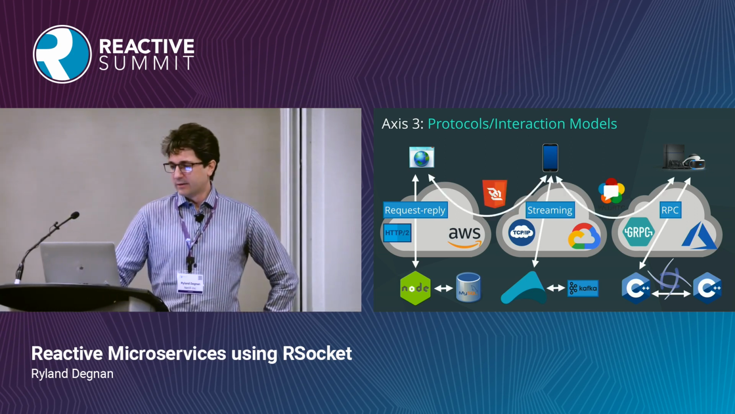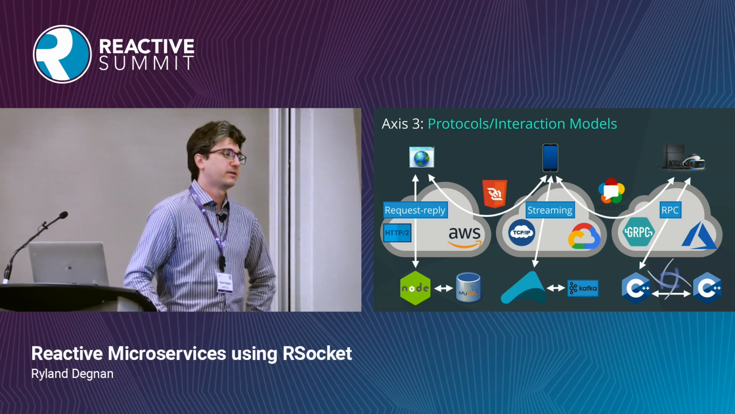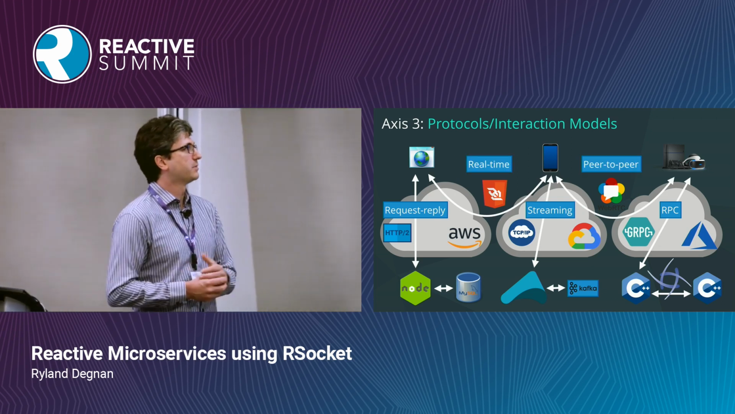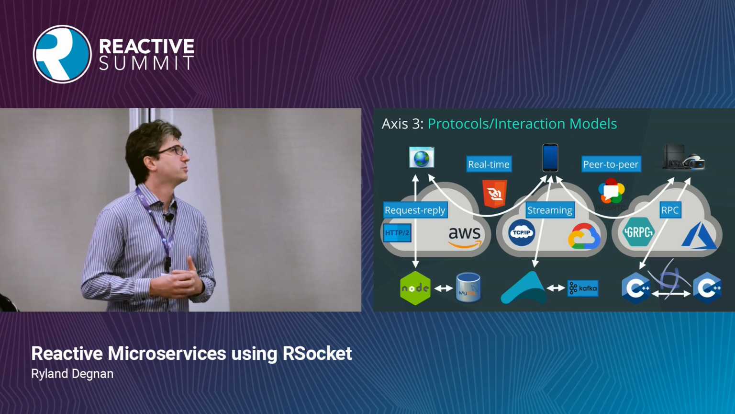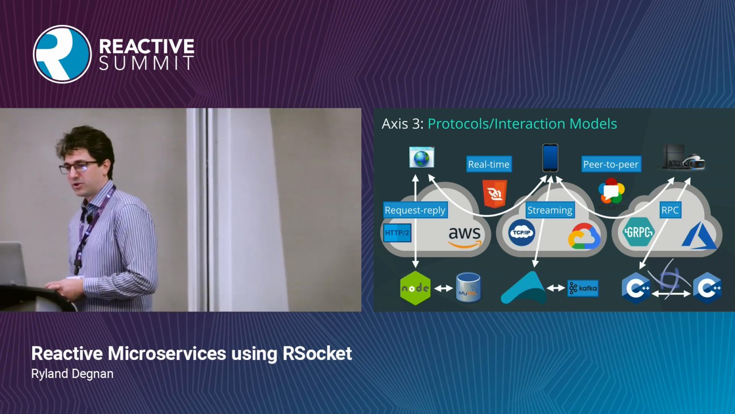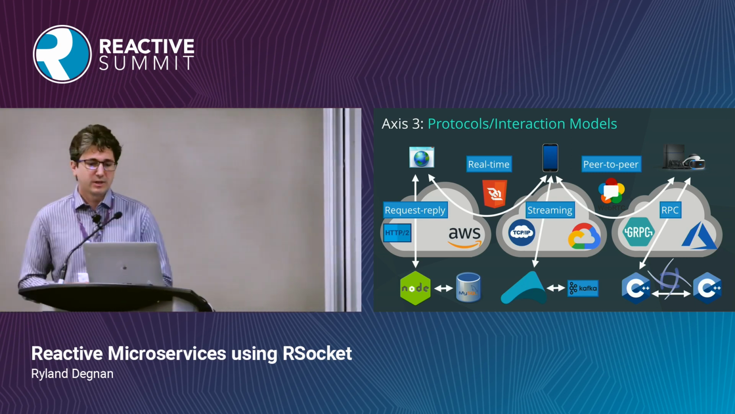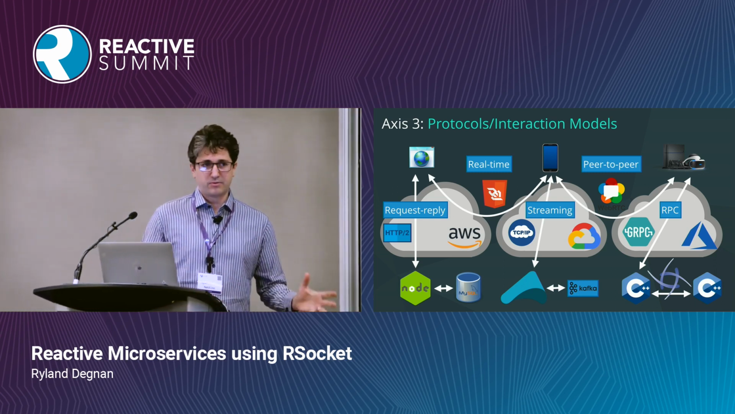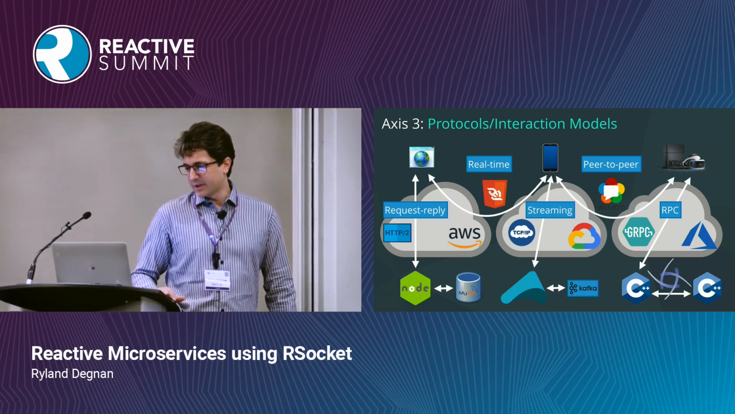So you might be interested in network protocols like RDMA or InfiniBand in the data center. And then beyond that, there's this real-time and peer-to-peer interaction model. So you might want your users to be able to communicate with each other, a web browser to a mobile phone, or streaming video to a set-top box. And so all of these are a viable part of your application.